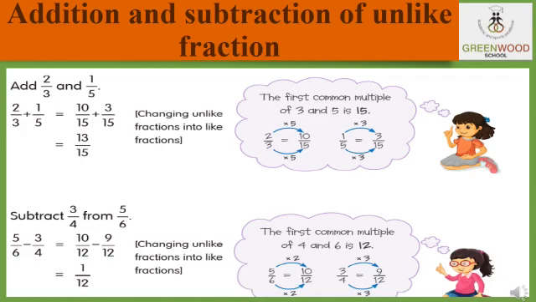Now the denominator is common, that is 15. So we'll add just the numerators. Now we know that 10 plus 3 is 13. So our answer is 13 by 15.